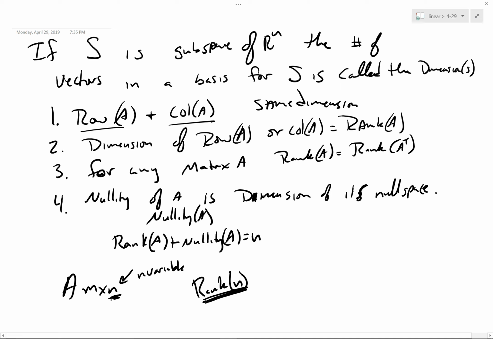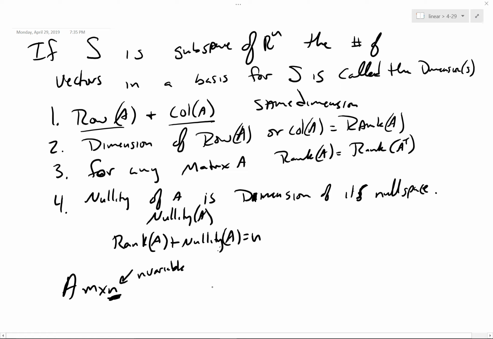That's the biggest you can ever get, because, in other words, if this was like a 7 by 6, then the most you could ever have is a rank of 6 in that system. But that's the idea behind those guys. Now, if it's 6 by 6, of course, that's the idea of that guy. So the rank of A plus the nullity of A is equal to n.